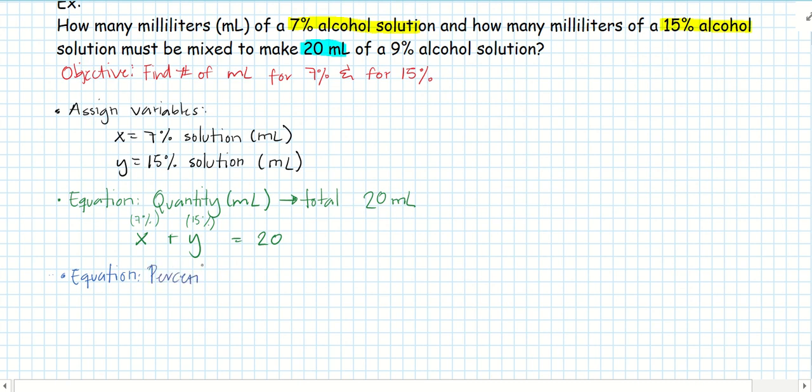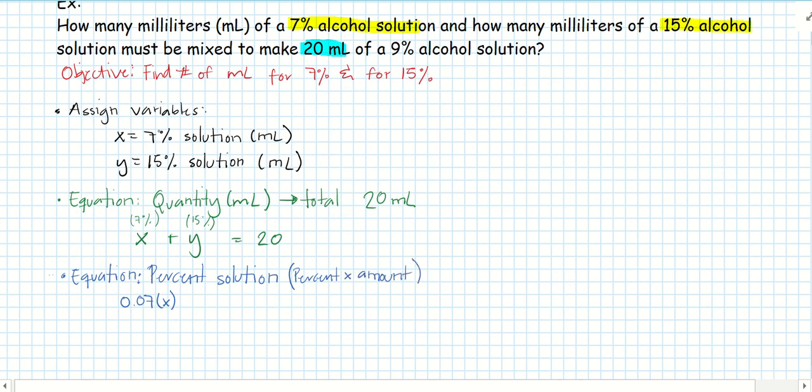The percent of solution in each of the substances. So the equation is a percent solution. I know that x is 7%, so I can do 0.07 times x. Remember, x is the number of milliliters, so we multiply the percentage by the amount. Let's go ahead and make a note here: percent times amount.